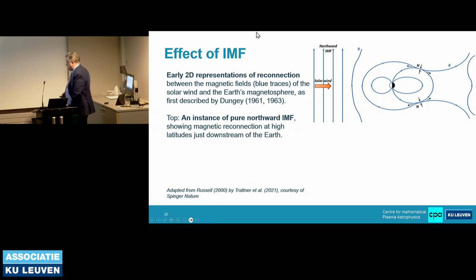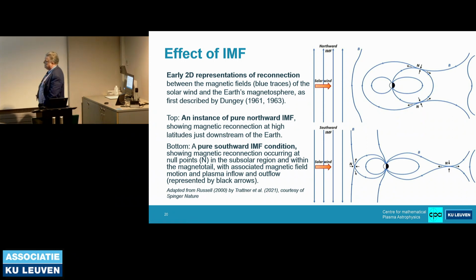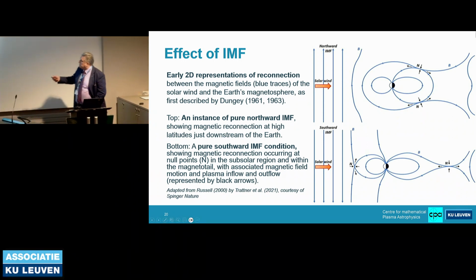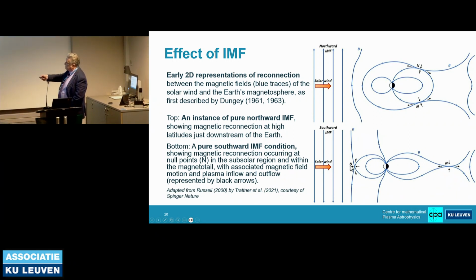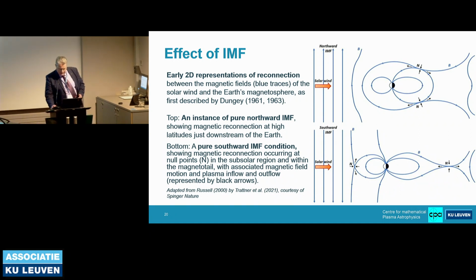Earth. But the most dangerous situation is the opposite case, when the interplanetary magnetic field polarity is opposite of that of the Earth. Because then you have reconnection at this X point here, but also here in the magnetotail, and this is causing the aurora. These illustrations are from Dungey, but I borrowed them from Russell, well, actually from a paper from Tratner et al., who borrowed them from Russell.